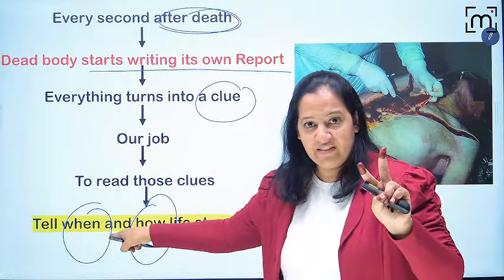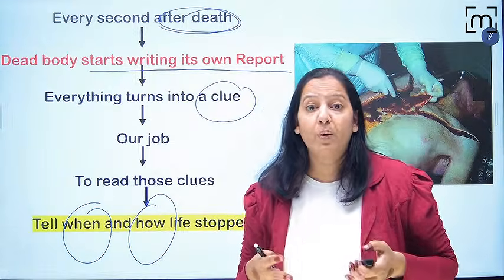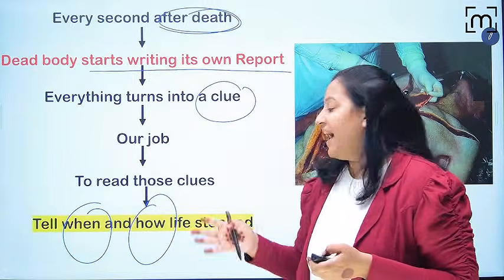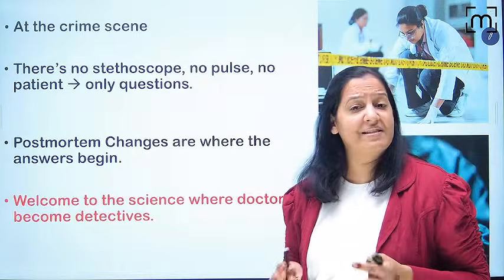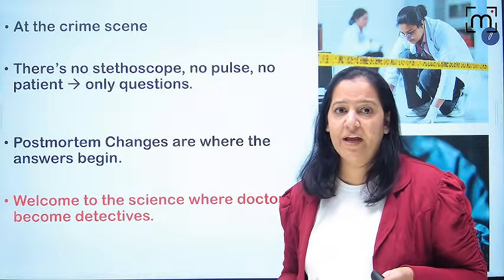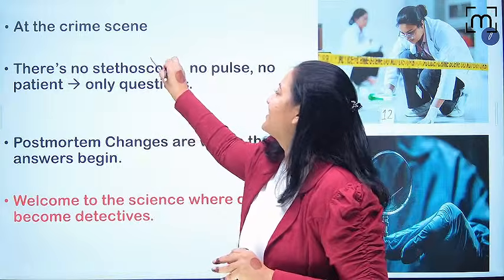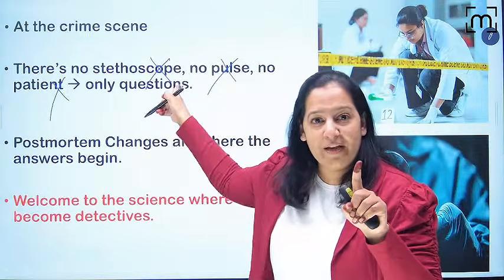When did the death occur? What is the approximate timing of death? In medicolegal cases, it's very important to know the timing of death. And how did the death occur? What is the cause of death? In medicolegal cases, it's ultra important, obviously. At the crime scene, there is no stethoscope, there is no pulse, there is no patient, there is a dead body and only questions.